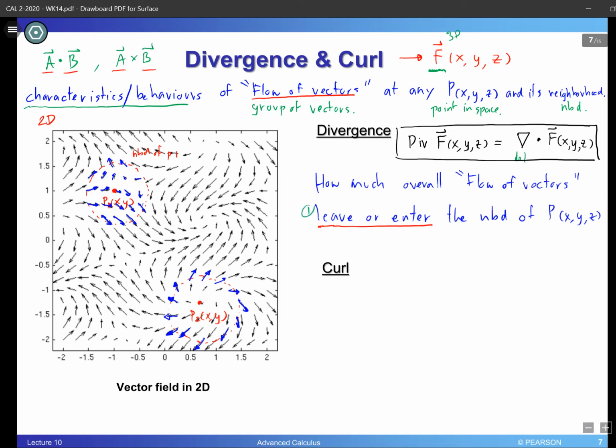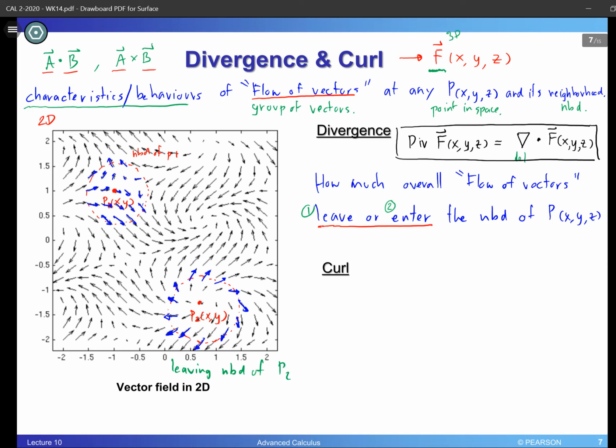So let's make a note that what you see right here is when the overall flow of vectors are leaving the neighborhood. Leaving NBD of P2. Okay. So that is the first scenario. But if the directions of the arrows are the opposite, if they all are pointing in, then that can be considered as the flow of vectors are entering the neighborhood. Okay, so that is going to be the second scenario when all the arrows are pointing in.